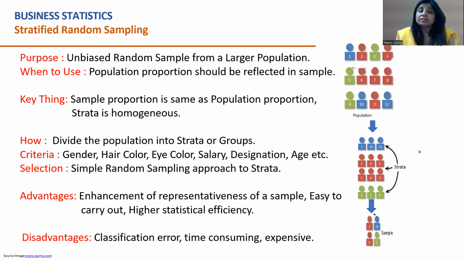What are the advantages of this kind of sampling? Enhanced representativeness of the sample, easy to carry out, higher statistical efficiency. And what are the disadvantages? Classification error and it is time consuming. Why is it time consuming? Because the population must be divided into strata. And that's why it is expensive too.